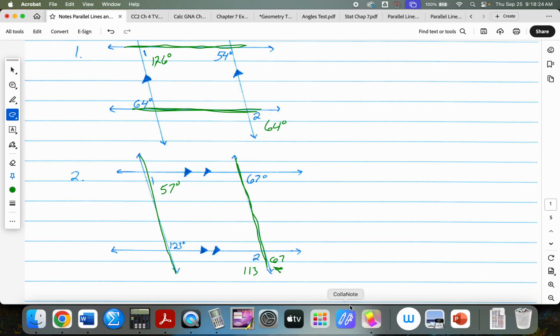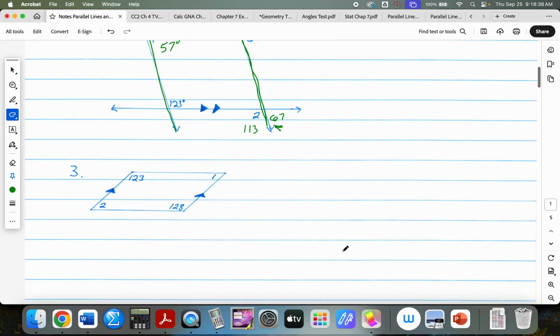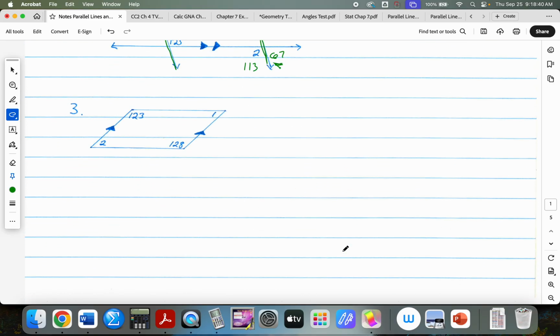So in a lot of the problems that you're going to be doing, you have to make sure that the two lines are actually parallel before you just start willy-nilly applying the rules to them. All right, let's move on to this next one.